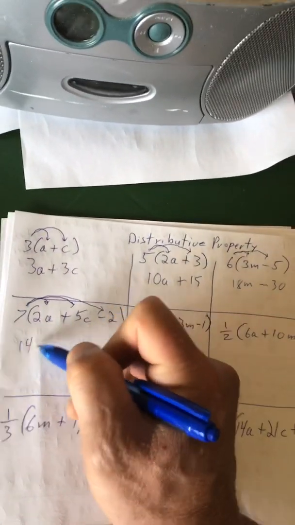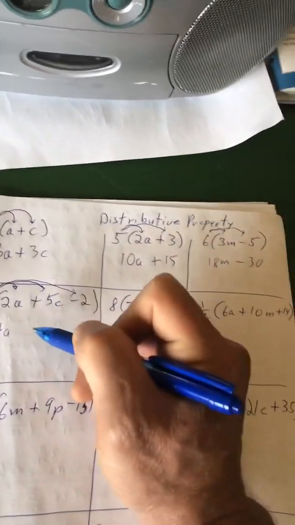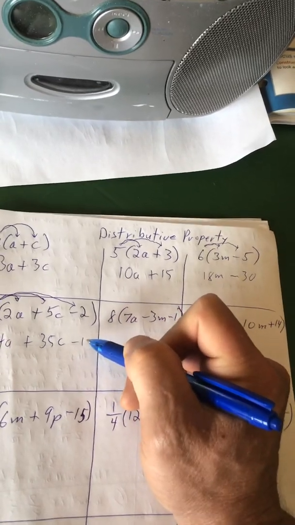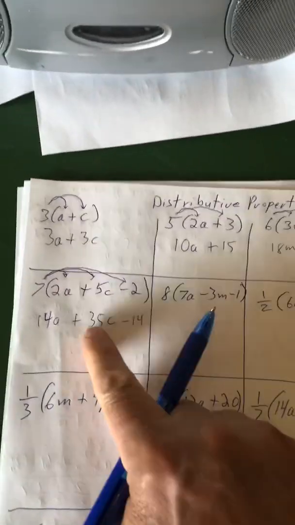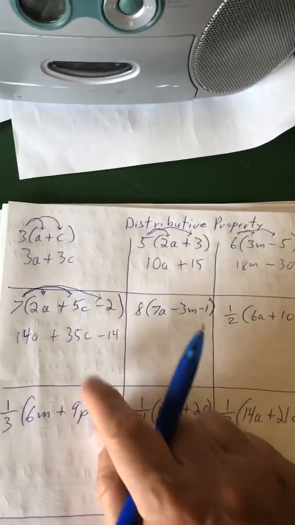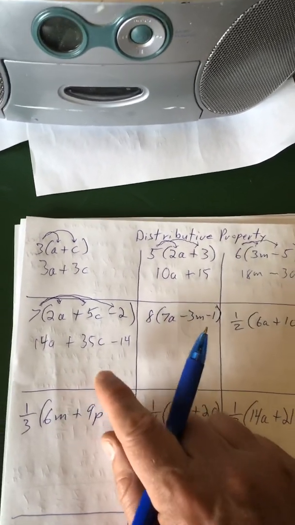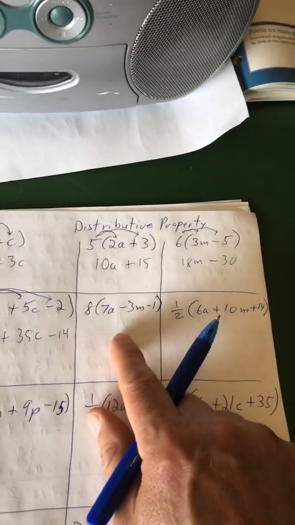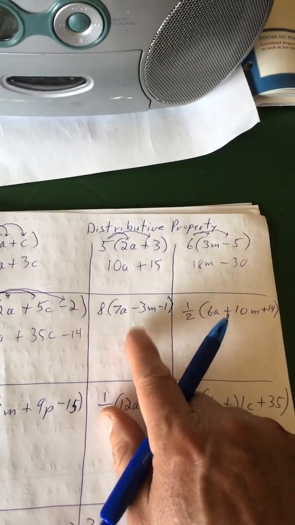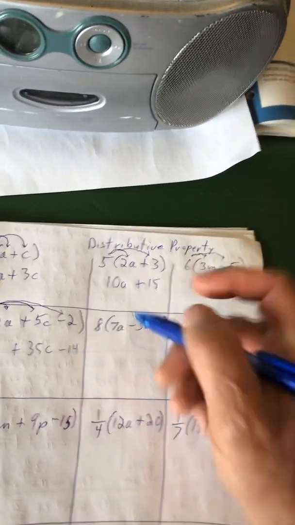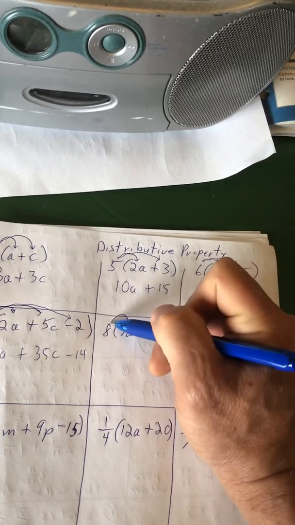So you get 14a plus 35c and minus 14. And you're done. 14a plus 35c minus 14 is your simplified answer after you've distributed. So here's the next one. So again, copy it, hit pause, do the problem, and then hit restart. Make sure you got it.